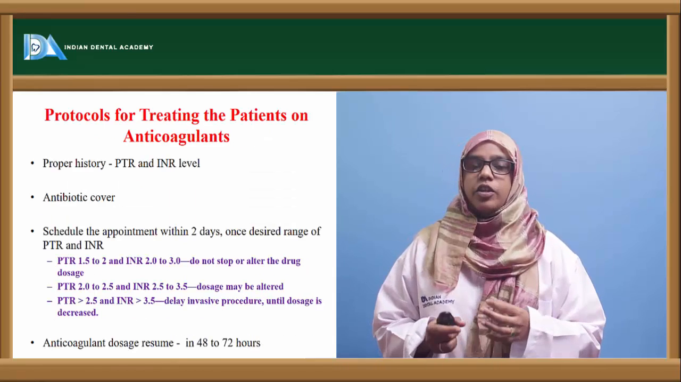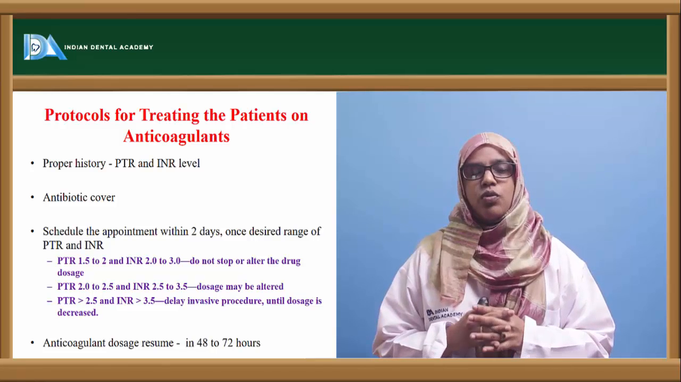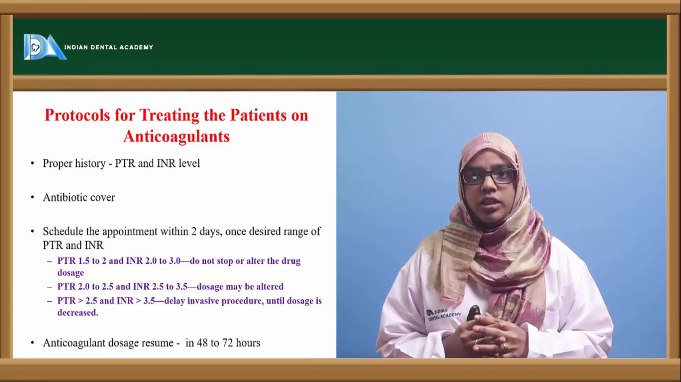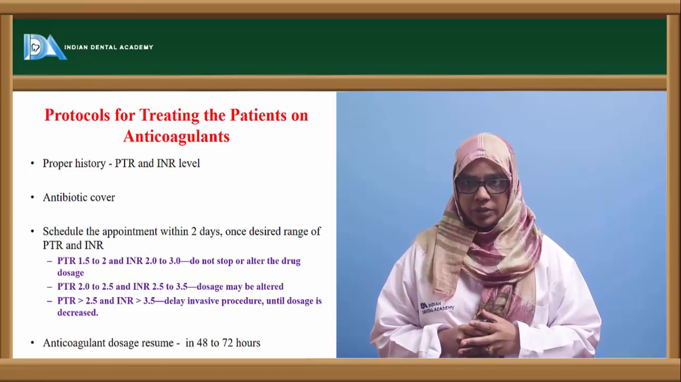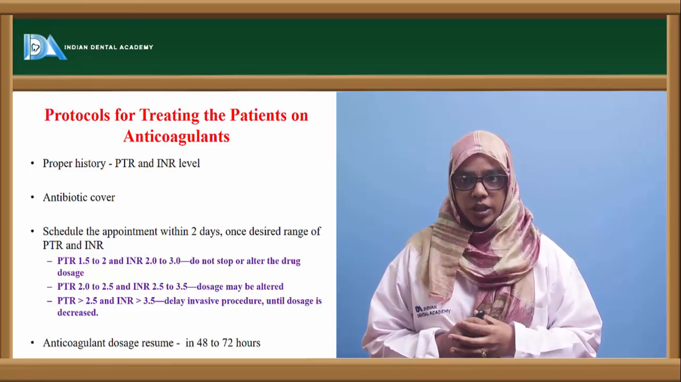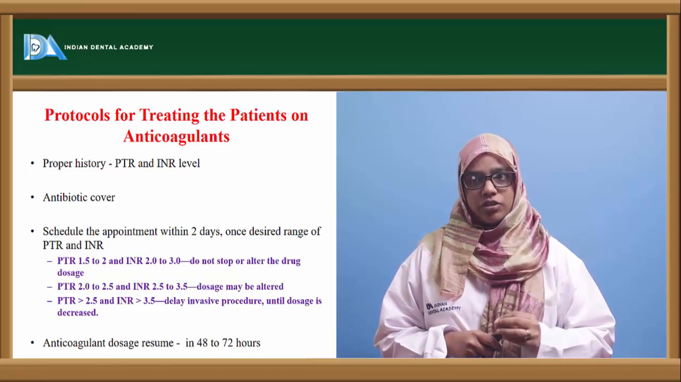Then the protocol that you need to keep in mind when you're treating an anticoagulant patient is: do take a proper history and check the partial prothrombin ratio and international normalizing ratio levels. Start the patient on antibiotic. Schedule the appointment within 2 days once the desired level is achieved.